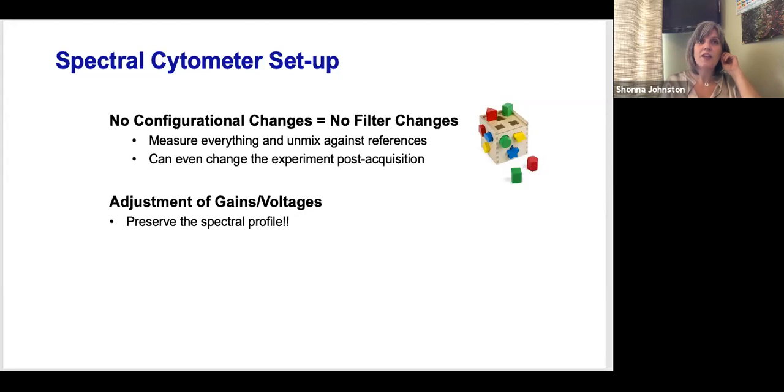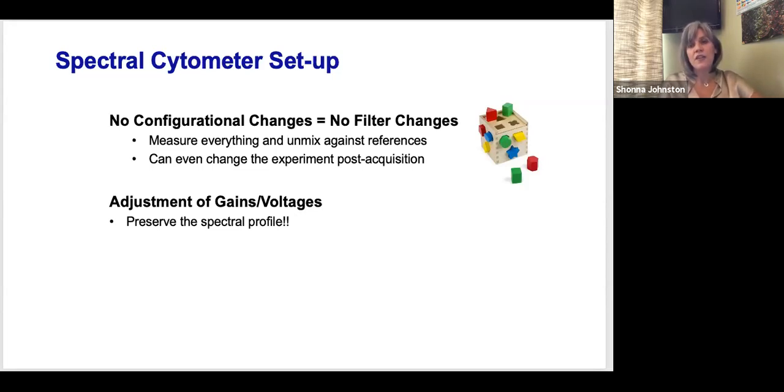But the nice thing with spectral flow cytometry is that you're measuring everything. You're unmixing it against references that you obviously have in there. So if you've forgotten to choose a channel because somebody has told you it's a 10 colour panel and actually it's an 11 colour panel, you don't have any issues with this. You can even edit that experiment post-acquisition if you want to, which is great.